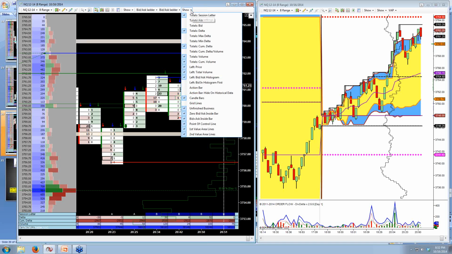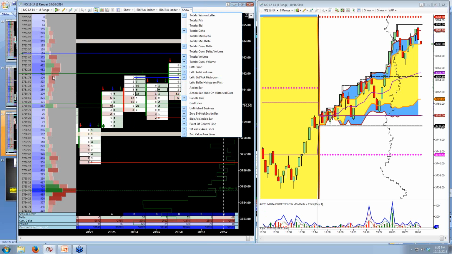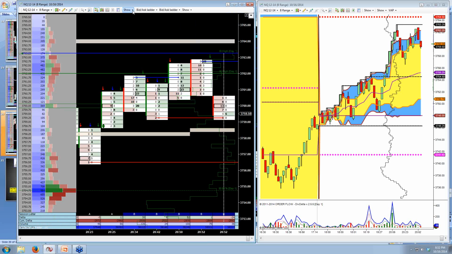And some of the other things that are on here, you can choose what you want to see over here on the left as well. You know, how much of this you want to see. And you can choose to see the bid and the ask down here on the bottom as well. But I find for me, less is better.